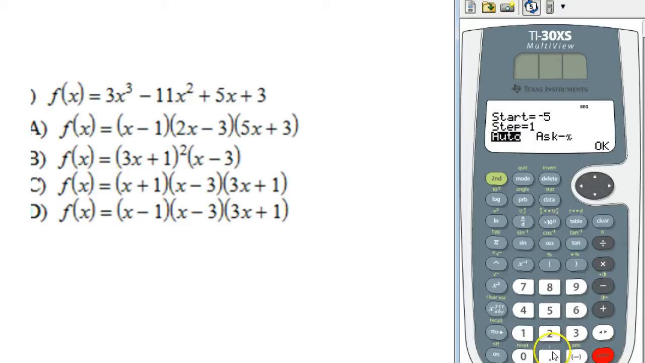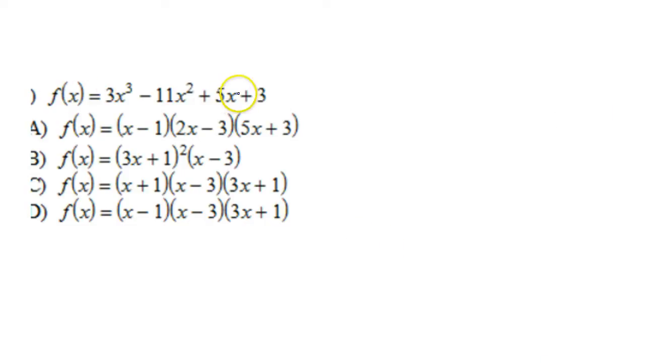Now I like to start off at -10. It rarely goes past -10, so it's a good place to start. I'm going to scroll down looking for 0 in the y column. Okay, here I have 0 in the y column at an x value of 1. So 1 is a 0 or root of this polynomial.